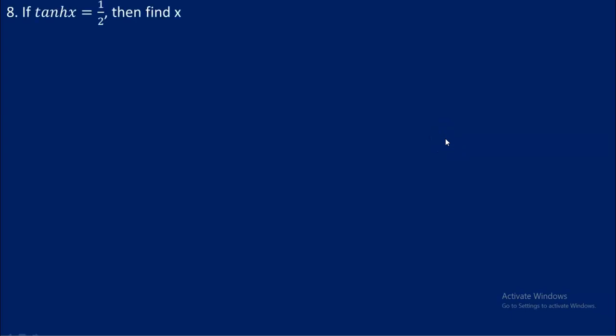Okay, going to the 8th question, you have been told that tanh x is 1 over 2. So the question is to find the value of x. So again, we need to recall what tanh of x is, and from that we can determine what x is going to be. So the solution runs like this.